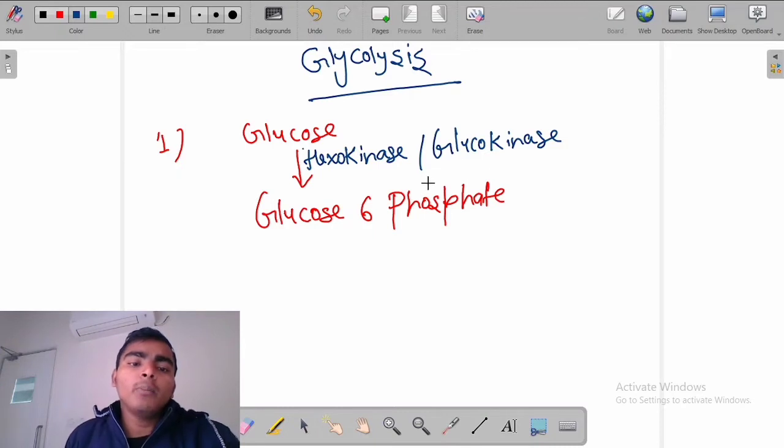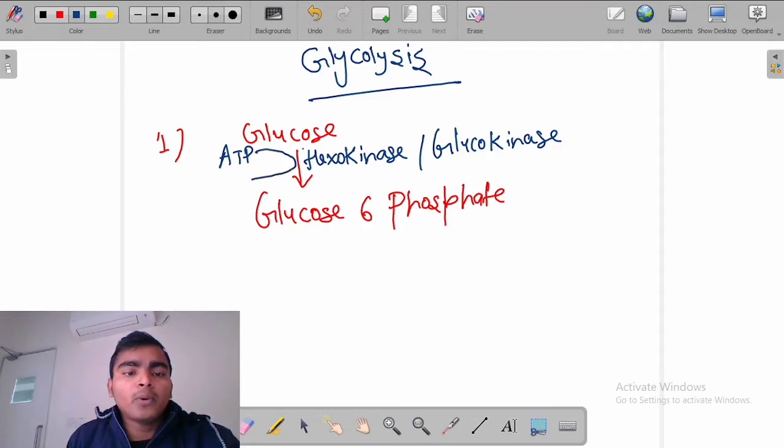Glucose is a 6-carbon compound, and glucose 6-phosphate is also a 6-carbon compound. That means the hexose sugar is just being added with a phosphate molecule. From where does this phosphate come in this reaction? The ATP molecule donates it. ATP provides the phosphate to glucose and is converted into ADP, adenosine diphosphate, because one phosphate of the ATP molecule is involved in the conversion of glucose to glucose 6-phosphate. So this is the first step.